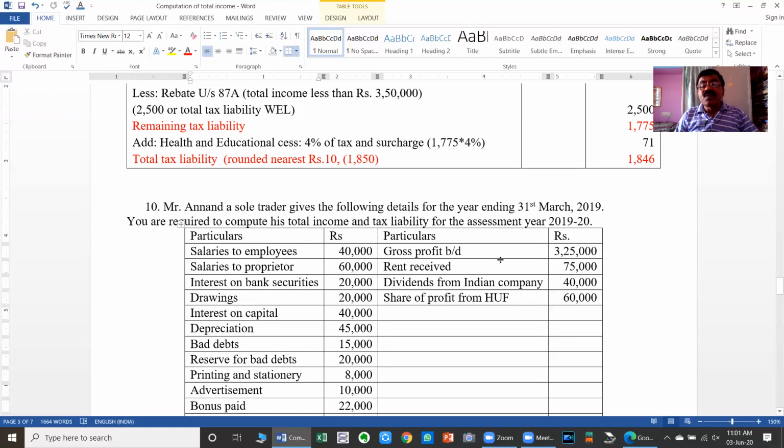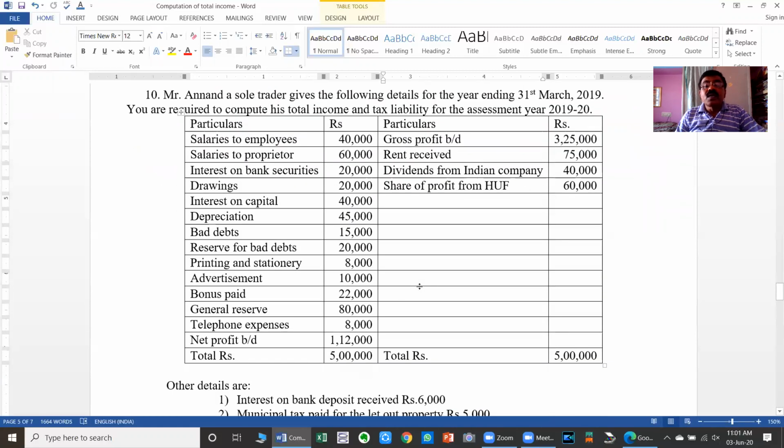And on the credit side, they have given the incomes. They are the incomes according to the accounting procedure, not according to the income tax procedure. Therefore, the incomes and expenses recorded in the profit and loss account of the assessee are according to the accounting rules. The income assessed according to accounting rules has to be converted into income as per income tax rules. So as and when this kind of information is given, before the computation of gross total income, first of all, we have to compute the taxable income from business or profession.